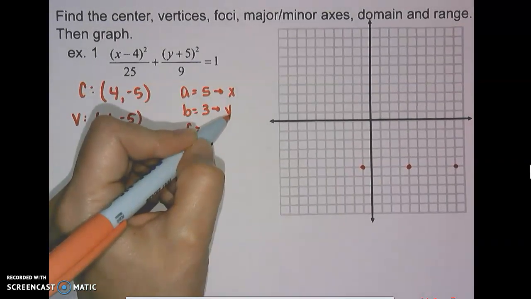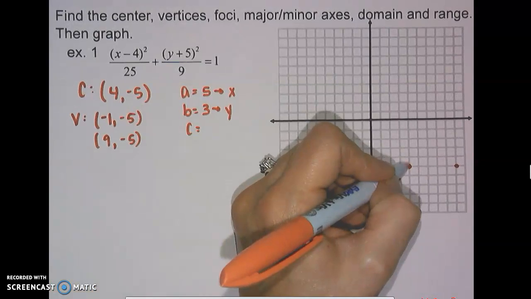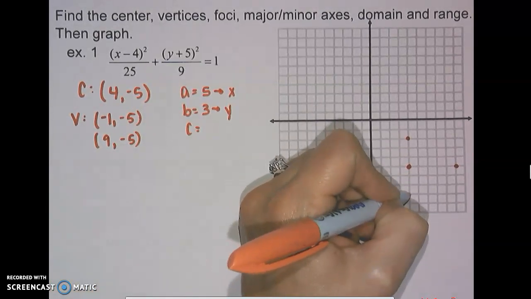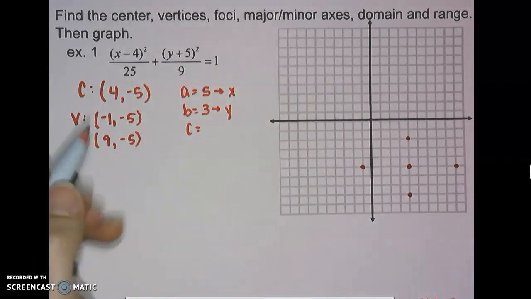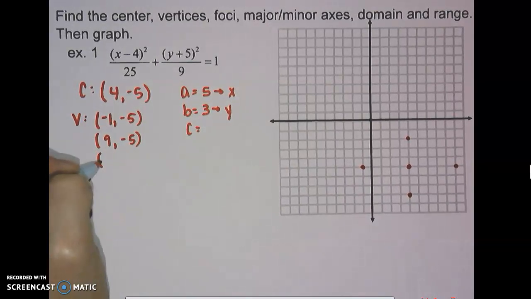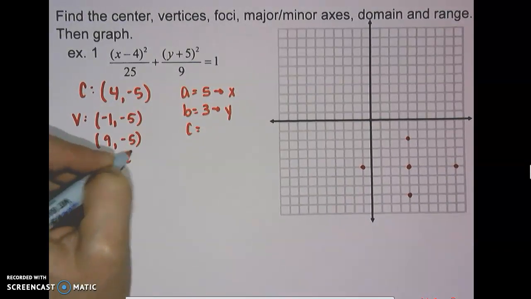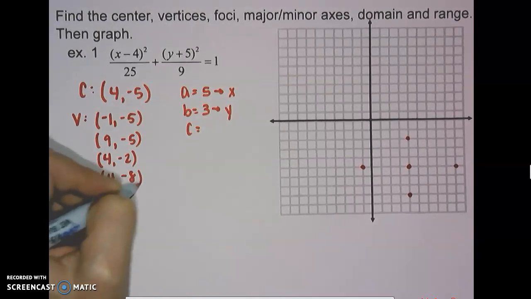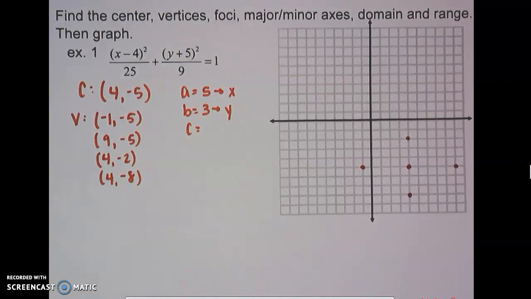And then we're going to count in the y direction 3 spaces, so both up and down. We're going to count 3 spaces, and so those coordinates would be 4, -2, and 4, -8. And it doesn't matter what order you have those in, as long as you have all of them, you're good to go.